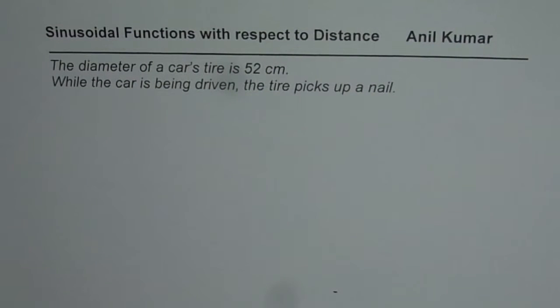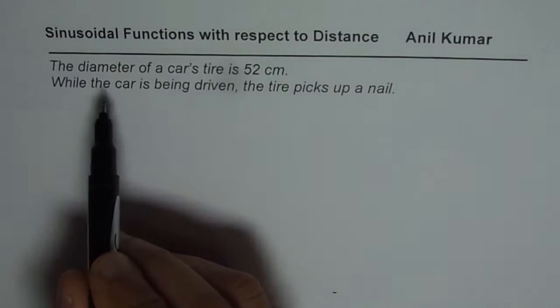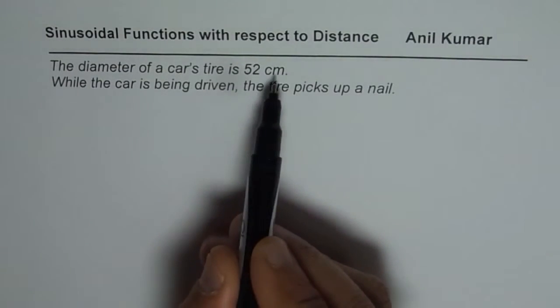I'm Anil Kumar, and in this video we will further explore sinusoidal functions with respect to distance. So this is part 2 of the case which we are understanding. It's a practical application. The diameter of a car's tire is 52 centimeters.